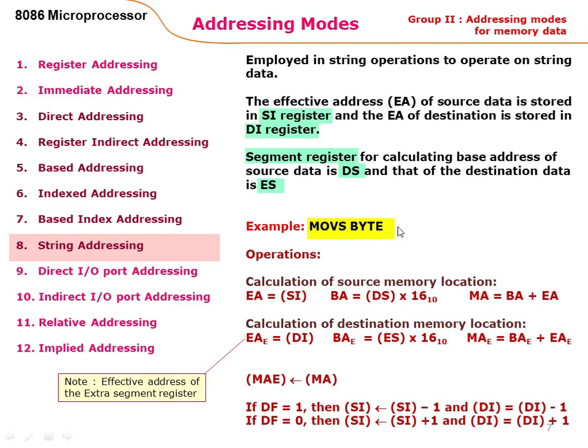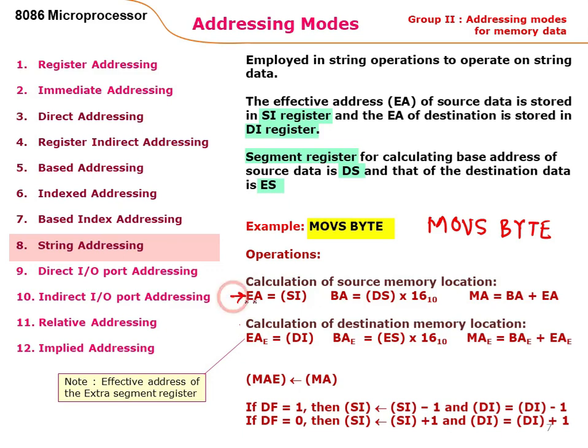Now see this example, MOVSB. Here we can see that instead of MOV we are using MOVS. The S is used particularly for string instructions. MOVSB moves one byte of data from the source address to the destination address. So we can calculate the source memory location and destination memory location likewise.